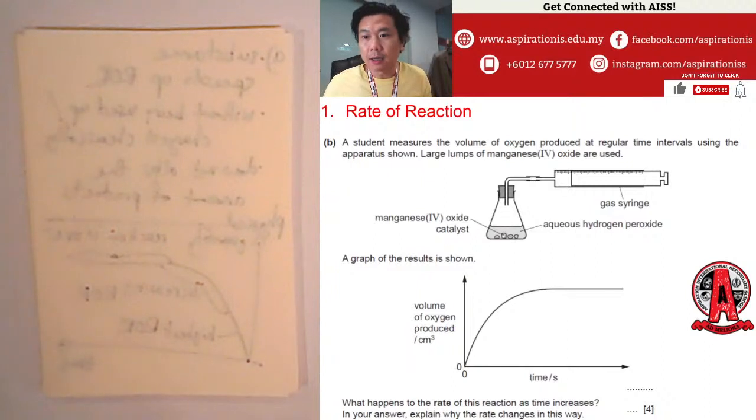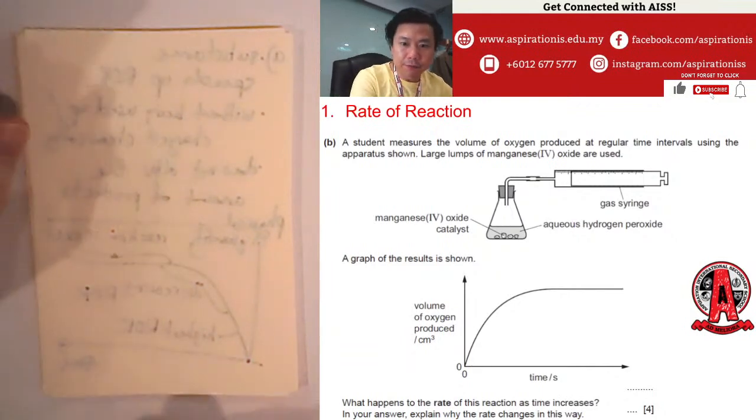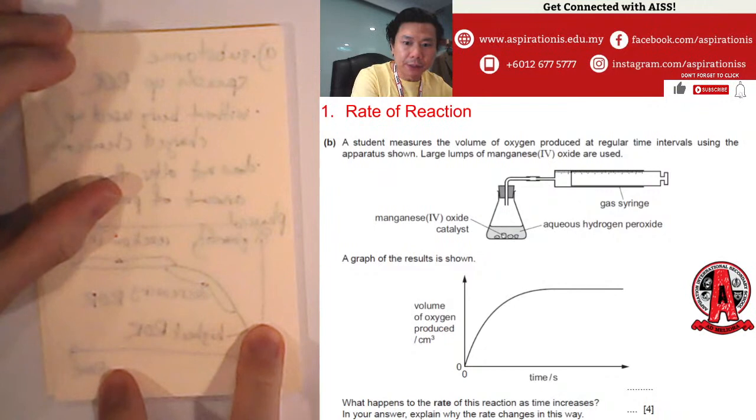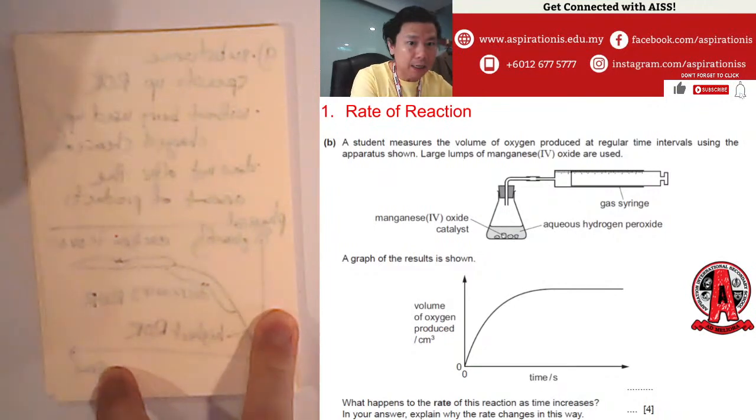Yes, Alicia. Catalyst, right? It lowers activation energy. I missed that out. Fantastic. So, what happens to the rate of this reaction as time increases? 4 marks, yeah? Wow.